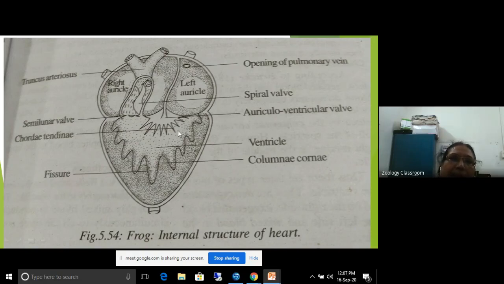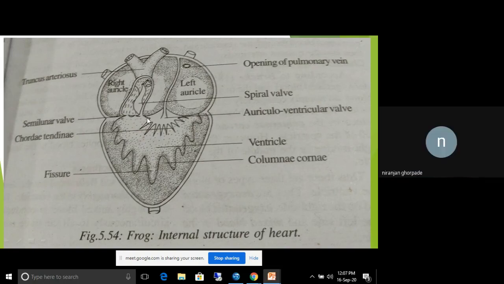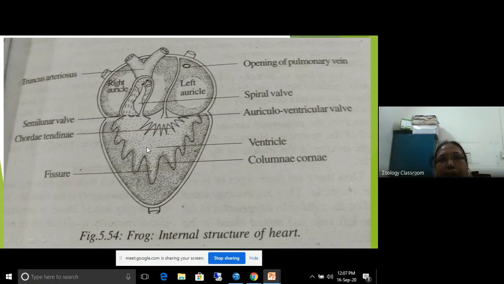On this side there is pure blood, and in the right auricle there is impure blood, which is collected by the sinus venosus. This blood is transferred into the right ventricle. In the ventricle there is mixed blood, and this mixed blood is carried towards the truncus arteriosus. Do you understand?